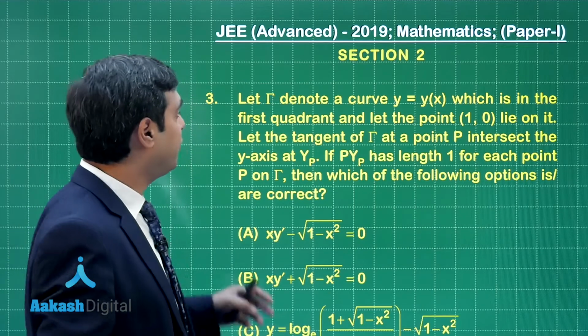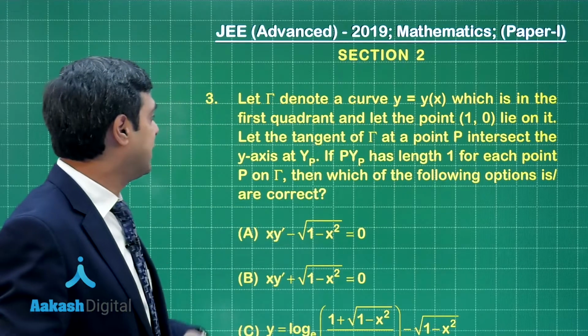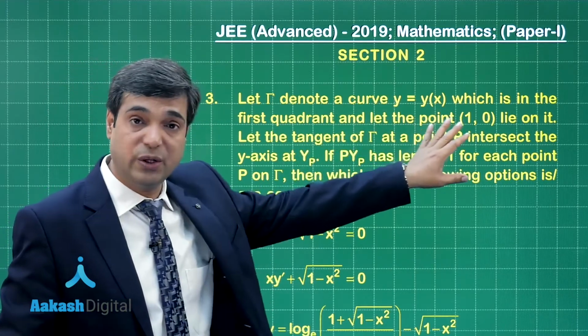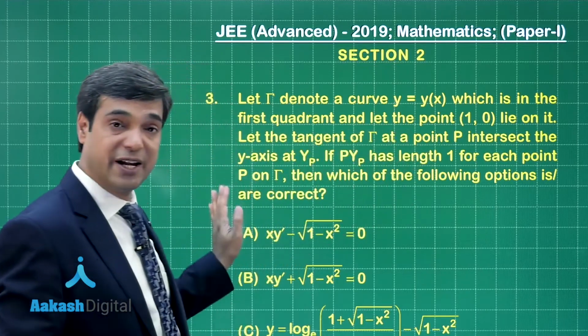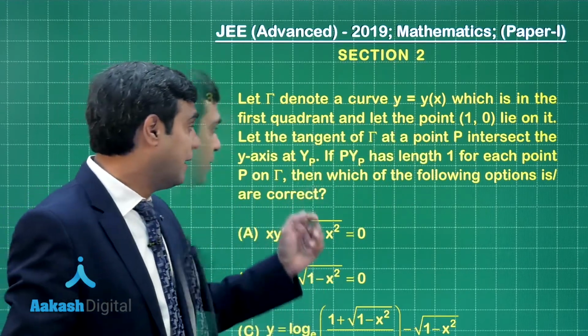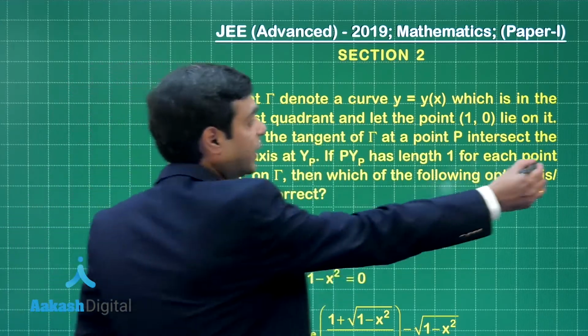Let's take question number 3 of section 2. Let gamma denote a curve which is in the first quadrant and a point (1, 0) is lying on it. The tangent to this curve at a point P intersects the y axis at Yp. The length PYp is given to us as 1 unit. We have to choose the correct options.